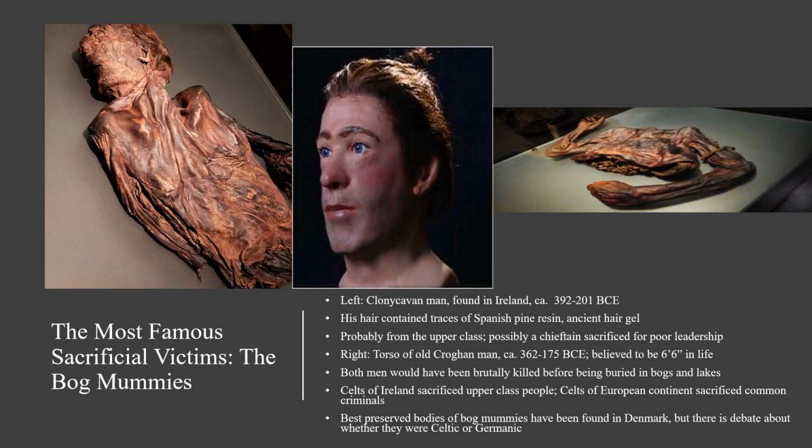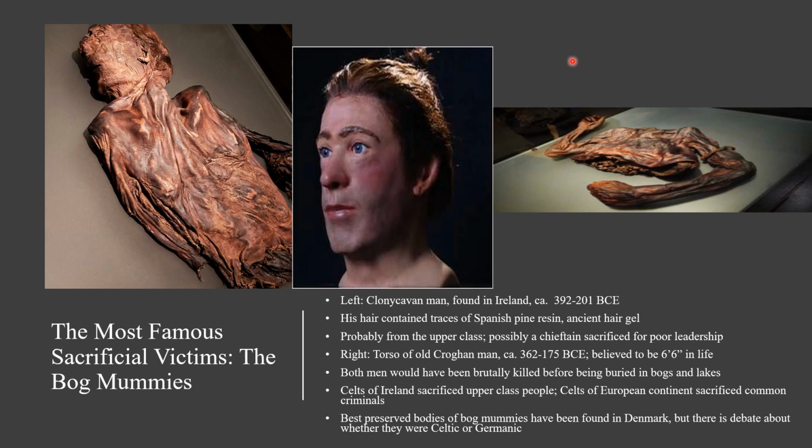He also ate well. He ate a very balanced diet, unlike a lot of other poorer people who would have eaten diets based much more heavily on grains. On the right here is not a complete articulated human body, but the torso of Old Croghan Man, who probably lived and died sometime between 362 and 175 BCE, also in Ireland. It's believed that he, based on his arm span, would have been about 6'6" in life, well over 2 meters tall.